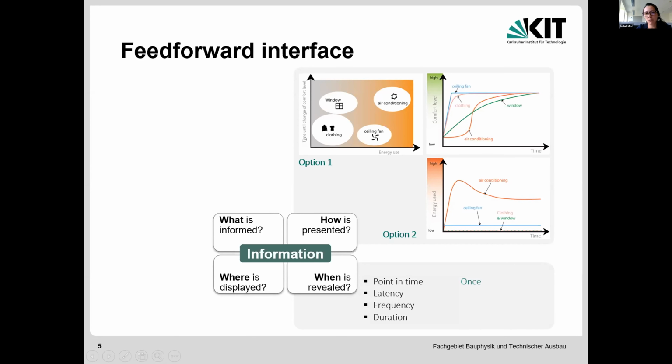Option number 1 provides information in terms of the time until any change of the comfort and the energy use. The second option was a combination of 2 graphics that provide comfort level information in terms of time and the energy use in terms of time.